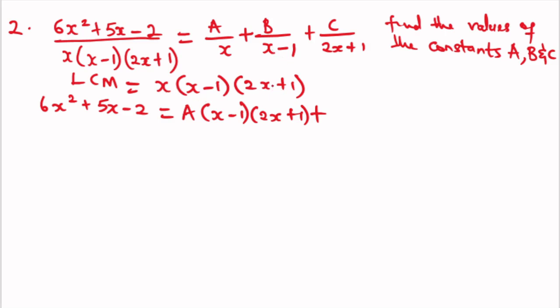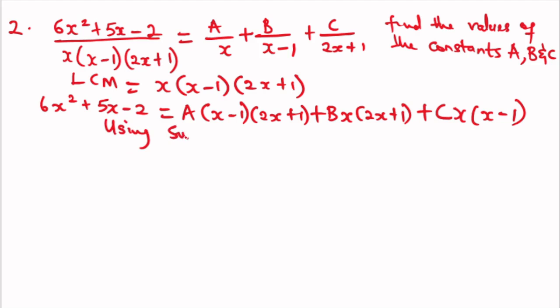We'll have x, 2x plus 1 times b gives us bx, 2x plus 1 plus, moving to the c side, x minus 1, 2x plus 1 divided by 2x plus 1. We'll be left with x minus 1 times c. We'll have cx bracket x minus 1. So now that we've been able to simplify this using the LCM given above, we'll have to use our substitution method to eliminate some values to get another.